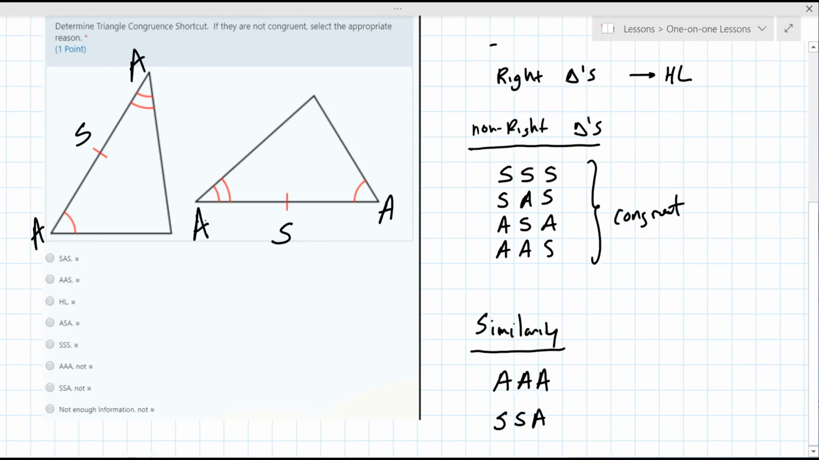So it may not look it. You may have to rotate it or rotate your paper. You can't rotate your screen. I suppose if you have a phone, you could if you lock your screen. But you have to imagine that this one on the right is rotated, or the one on the left is rotated. So the correct answer there is angle, side, angle.